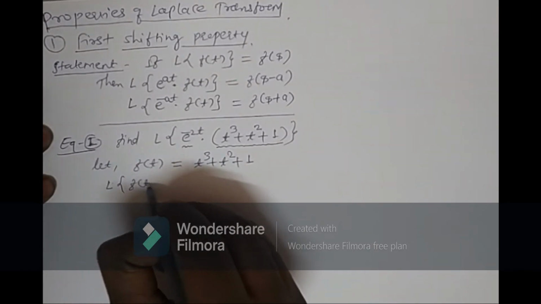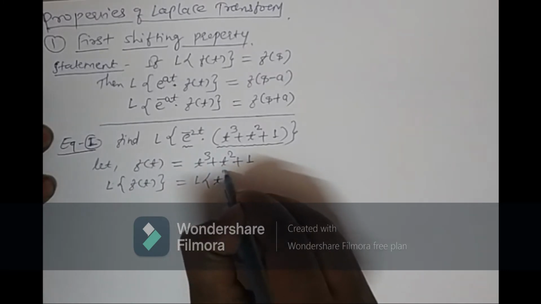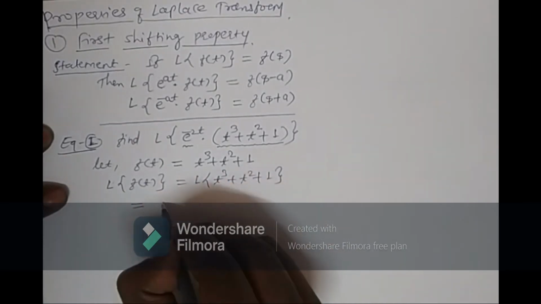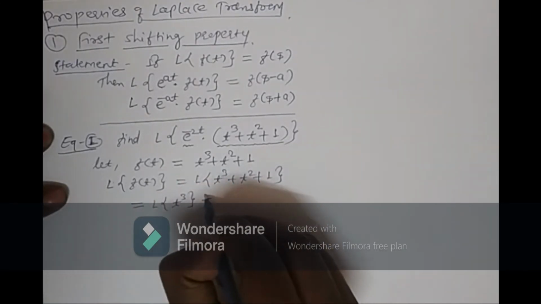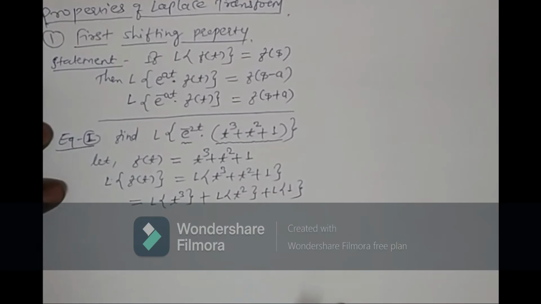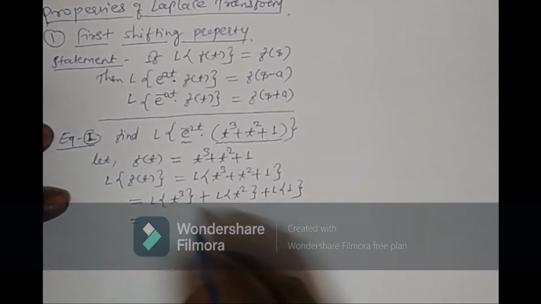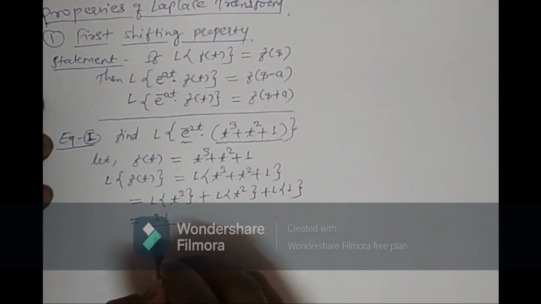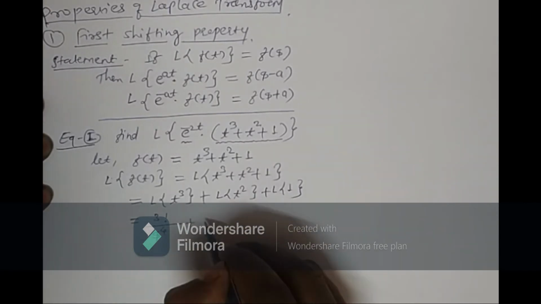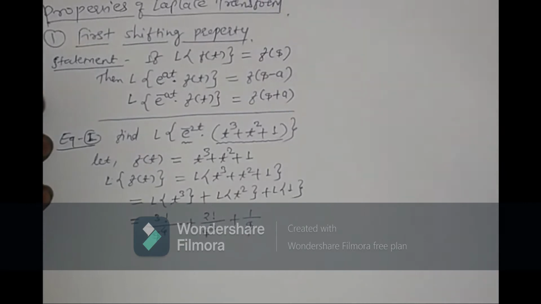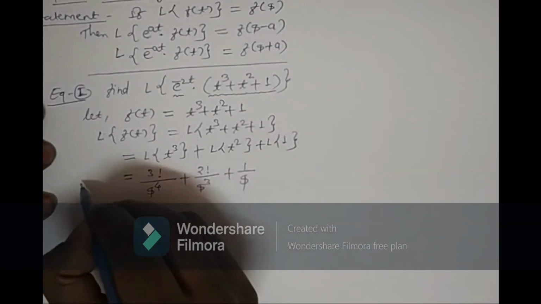So Laplace transform of f of t is equal to Laplace transform of t cube plus t square plus 1. Now if you simplify this, what do we get? Laplace transform of t cube plus Laplace transform of t square plus Laplace transform of 1. Okay. So now what is Laplace transform of t raised to 3? By using the formula, that is 3 factorial upon s raised to 3 plus 1, that is 4, plus 2 factorial upon s raised to 2 plus 1, that is 3, and Laplace transform of 1 is 1 by s. Okay.